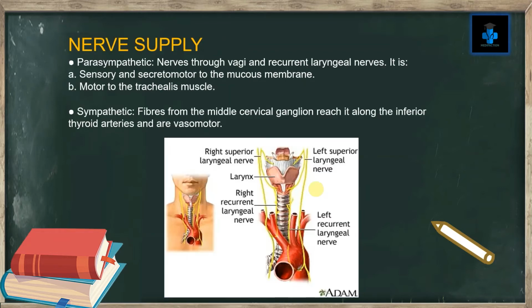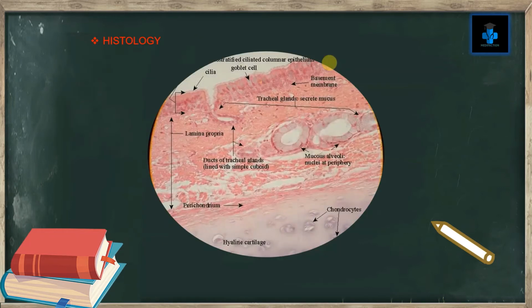Moving on to the nerve supply. In the parasympathetic innervation, nerves through the vagus and recurrent laryngeal nerve are sensory and secretomotor to the mucous membrane and motor to the trachealis muscle. Here you can see the left recurrent laryngeal nerve. For the sympathetic innervation, fibers from the middle cervical ganglion reach it along the inferior thyroid arteries and are vasomotor. Now let's move on to the histology of the trachea.